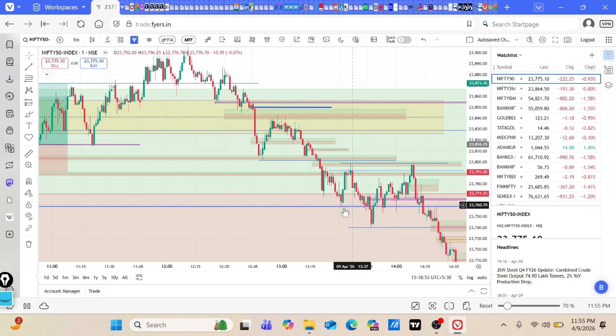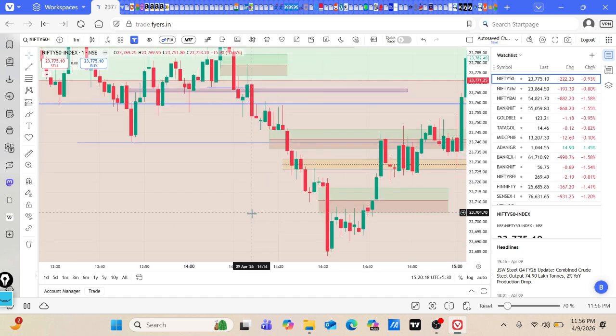Okay, and here I made a decent profit, and then I exited and I almost made something around 7 to 8,000 over here. So I reduced the quantity and exited up to here.